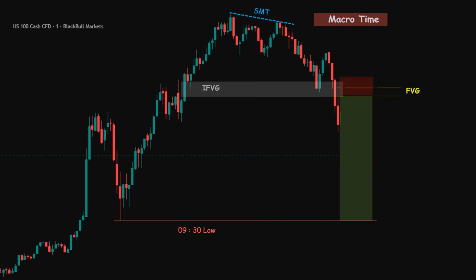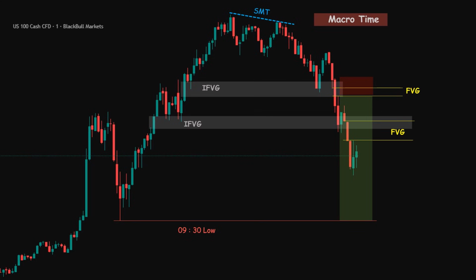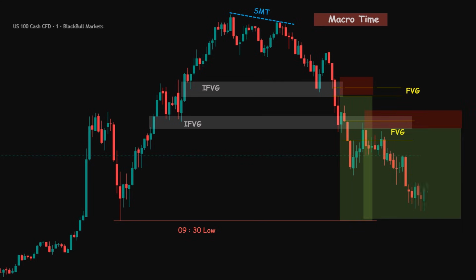At first, my order didn't get triggered because price didn't return to the FVG, so I waited for a reentry. Later, as another FVG and IFVG formed, I placed my order again, and this time it got activated, taking me down to the 930 low. This trade is a classic market maker sell model setup.